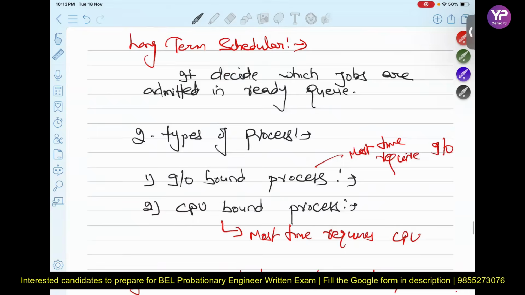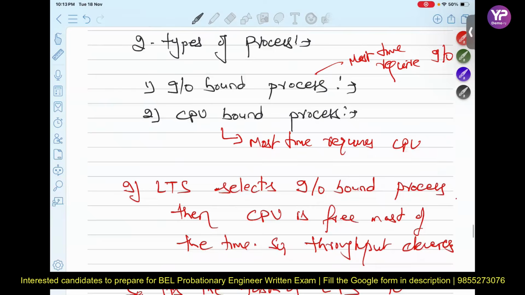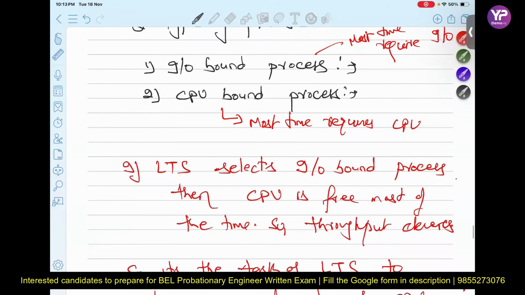So from tomorrow onwards, we are going to start the important topic, that is CPU scheduling or job scheduling. We have many types of job scheduling. Before that, we will discuss what starvation means, and then we will solve one numerical problem also. That's the key point. So that's all for today's class.